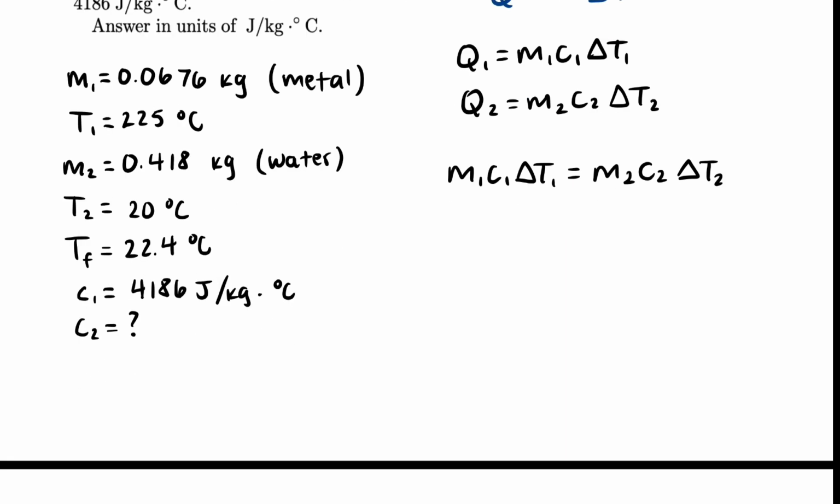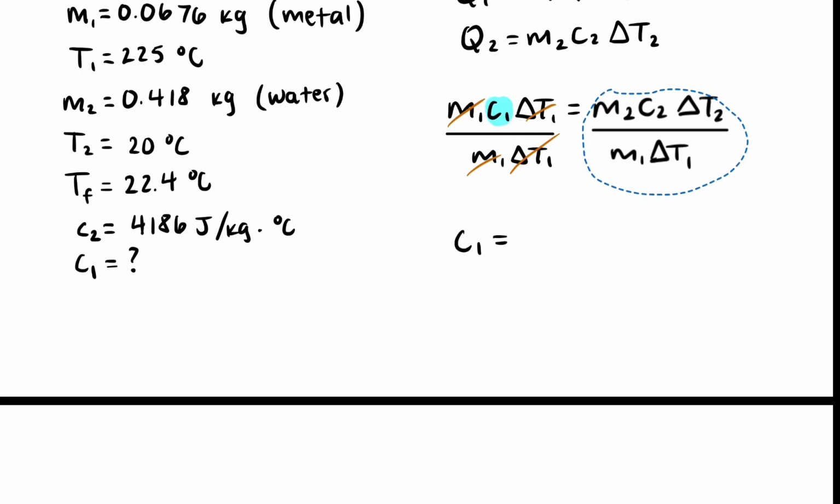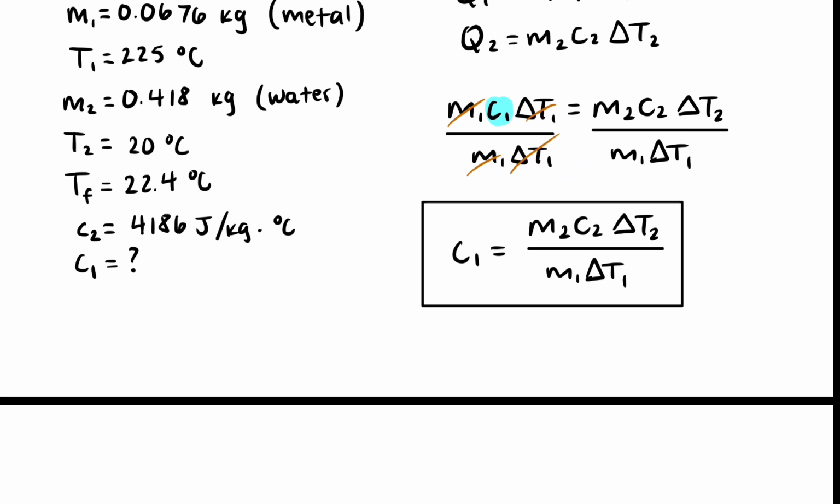I have a mistake here in the given. Sorry. C2 is water, 1 is metal. Because we need to find C1, then all we have to do is divide. And this is the equation we're going to use.